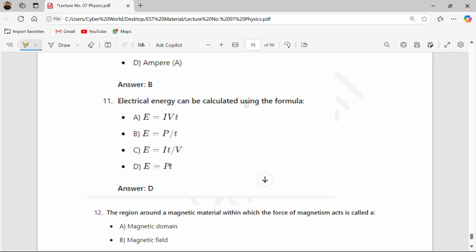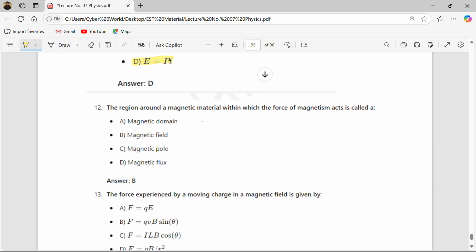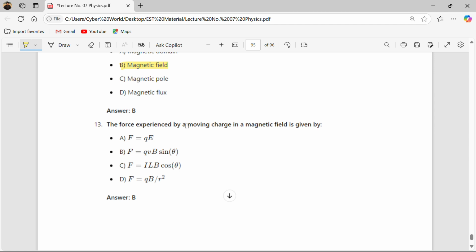The electrical energy can be calculated by using the formula, as I mentioned before, E is equal to PT, and that is correct. E is equal to IVT, because you know that P is equal to IV. Putting the value of P, it should be IVT. So both A and D are the correct options. The region around a magnet within which a force of magnetism acts is called the what? Magnetic field. Okay.